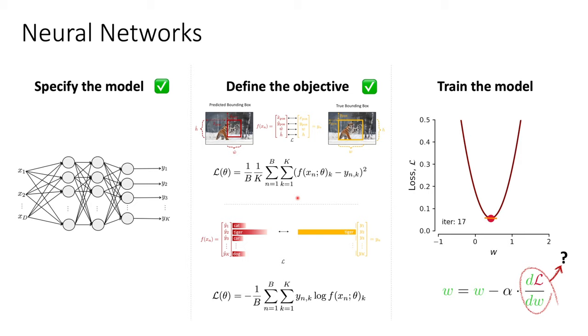Okay, and then finally we look at how we can train the model. There, it basically works the same way as we've seen it for linear regression or logistic regression. We can optimize the parameters with just their gradient. However, how do we compute this gradient? Our networks got a bit more complicated than just these simple linear models. So does it still work the same way?